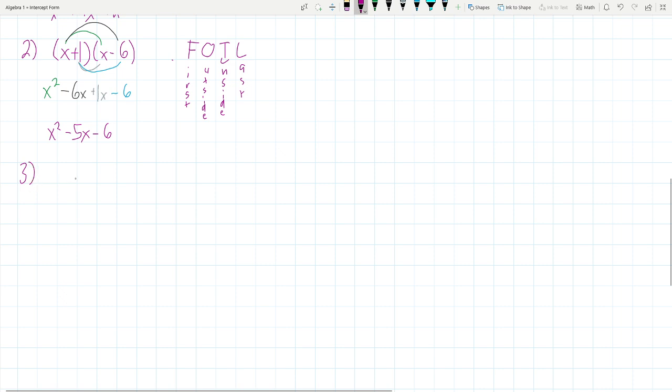Alright. Number 3, we have (x - 2)(x - 7). So I'm going to use FOIL.